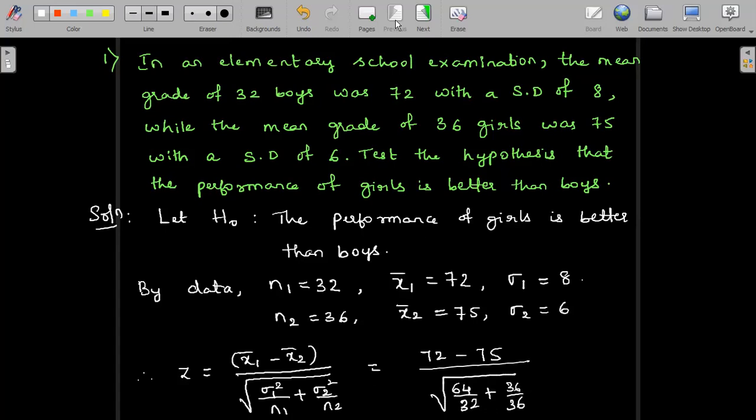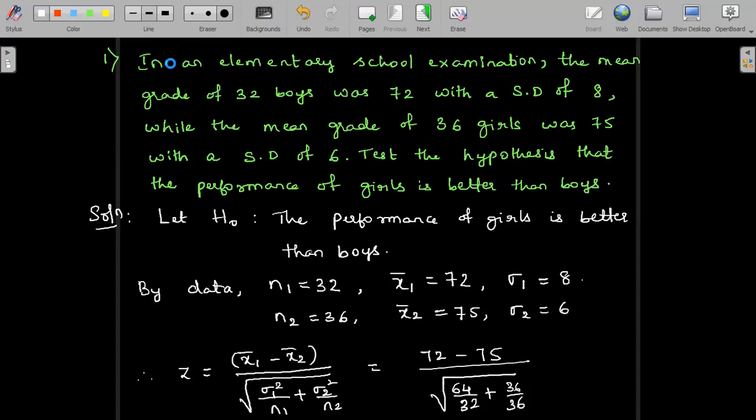So let us evaluate this to obtain the value of Z, and we need to compare this at both the levels of significance, since it is not mentioned in particular whether it is at 5% level of significance or at 1%. Let us compare the Z answer with both the levels of significance.